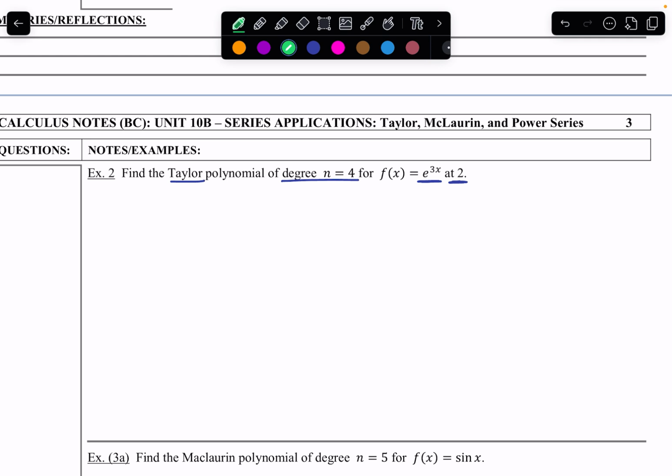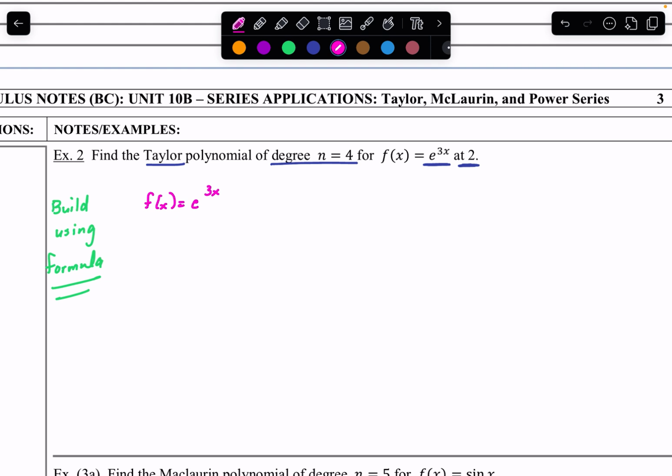So the first thing that we're going to want to do is take the derivatives at 2. This is how I build, okay, so we're going to build this using the formula. Build using formula. So that means I need f of 2, f prime of 2, f double prime of 2, etc. But remember, all I was given was f of x. So I need f prime of x, f double prime of x, f triple prime of x, all those.